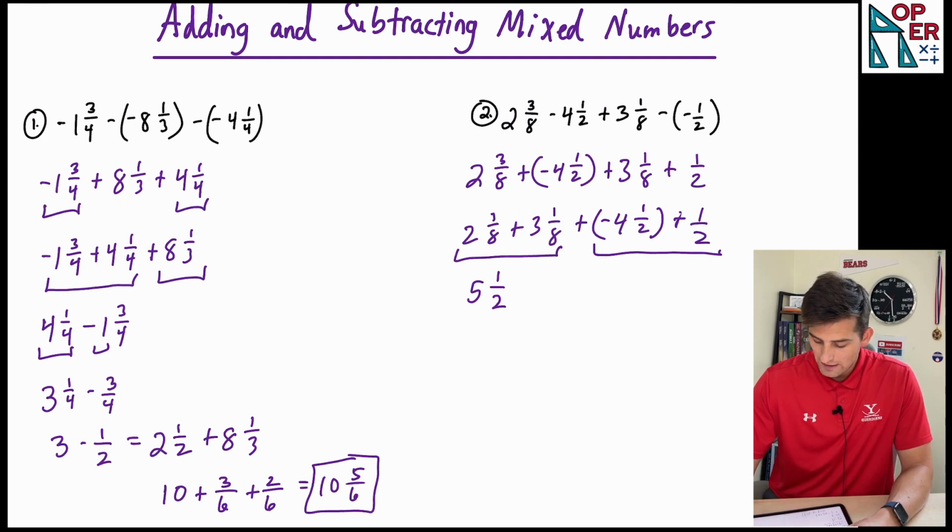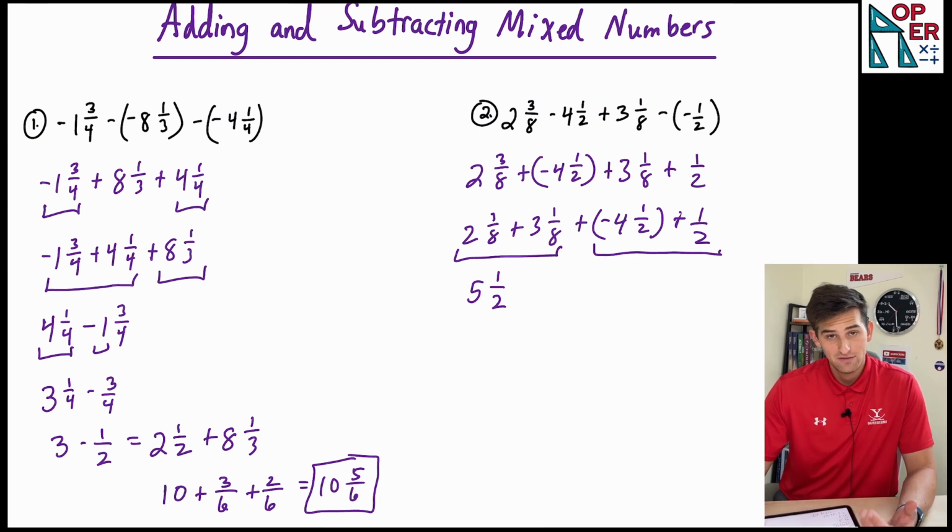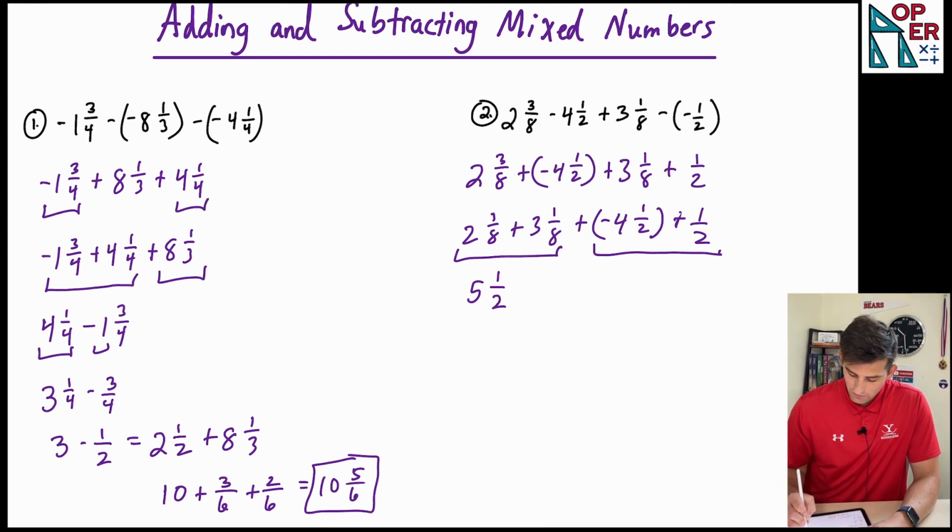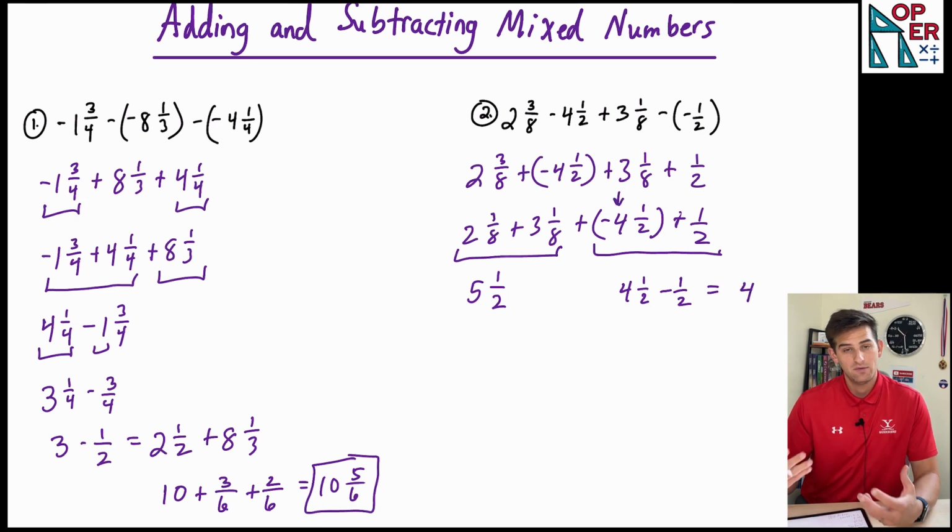Now we have negative 4 1/2 plus 1/2. Well, we're adding, but our signs are different. So let's subtract, and we can keep the sign of the larger number. So let's do 4 1/2 minus 1/2. Well, that would just be 4. And our larger number here was negative. What I mean by larger number is the larger absolute value was negative. So this would be negative 4.